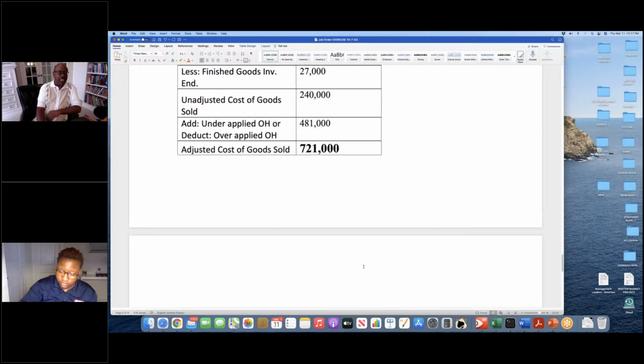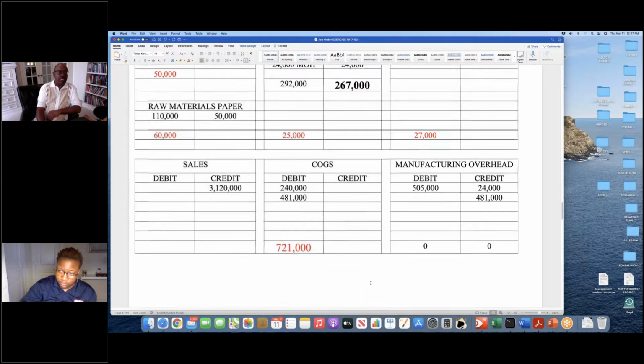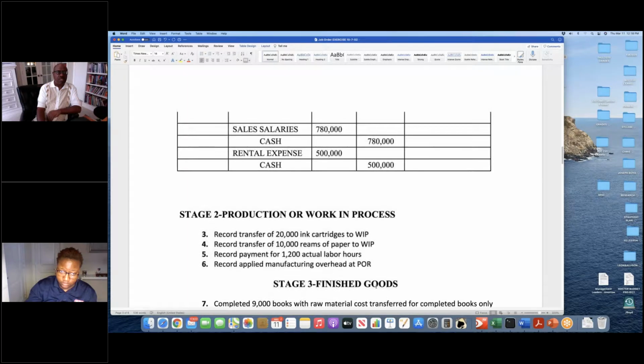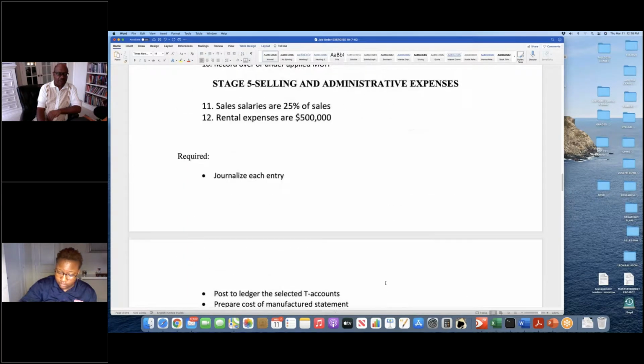And we have some selling expenses. So when we looked at the selling expenses, 780,000 and 500,000.